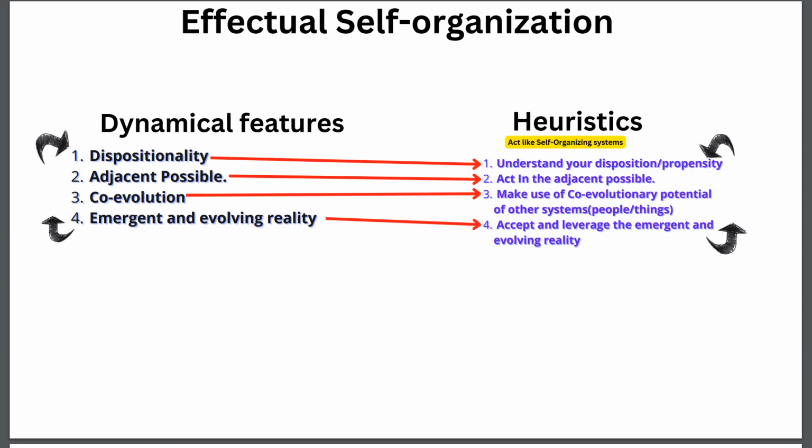So for example, dispositionality will become the heuristic: understand your current dispositional propensity. The second keystone dynamical constraint is adjacent possible. So the heuristic will be: act in the adjacent possible. Coevolutionary dynamics will become: make use of the coevolutionary potential of other systems. And the fourth one is emergent and evolving reality: accept and leverage the emergent and evolving reality. Don't cry about it. Whatever is current reality, that's the only place you can take action.